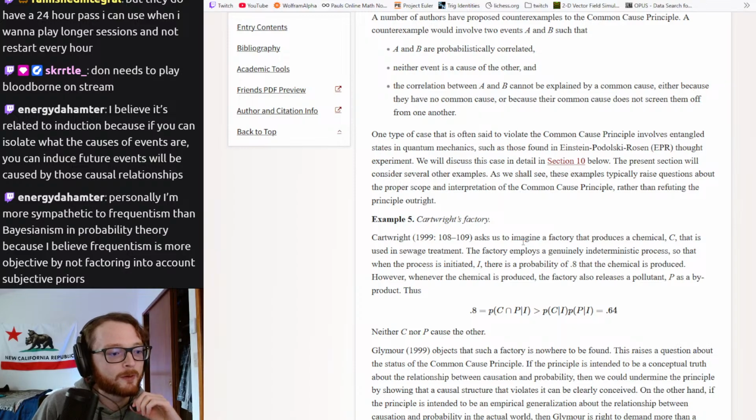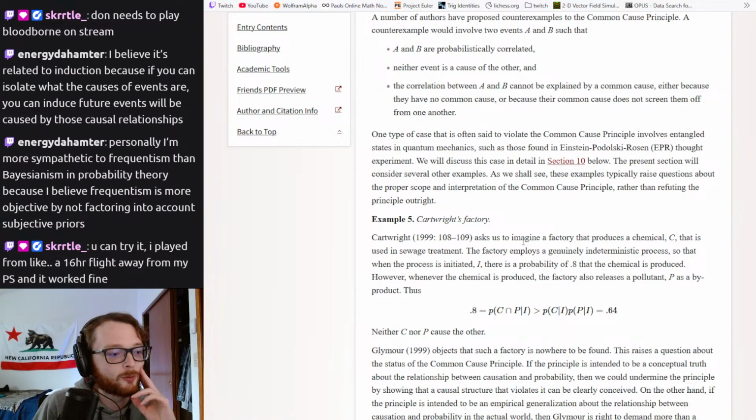It relates to induction because if you can isolate what the causes of events are, you can induce future events to be caused by those causal relationships. I guess, okay, yeah. Oh, wait, sorry. I was imagining mathematical induction. You're talking about logical induction, though.